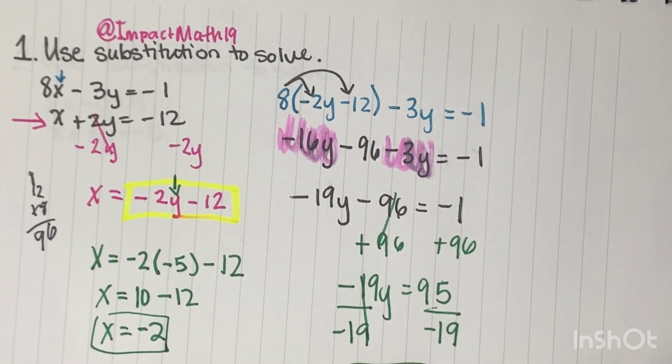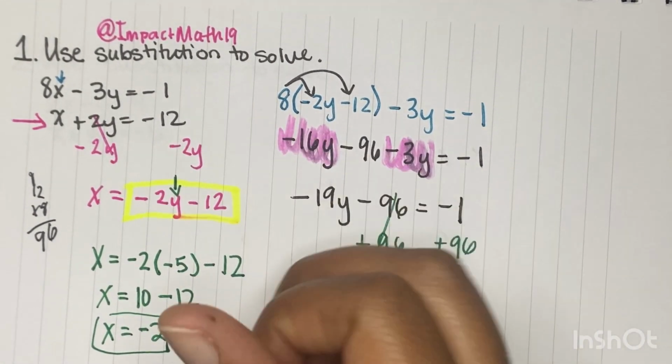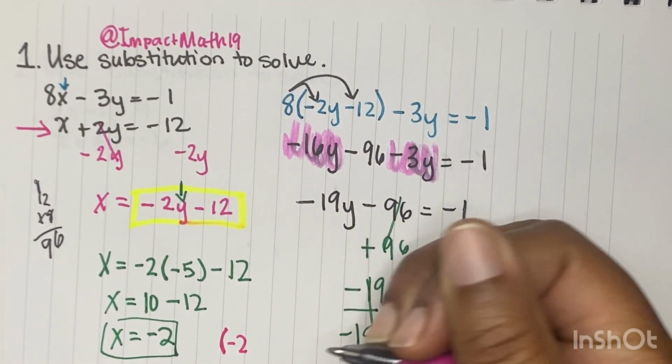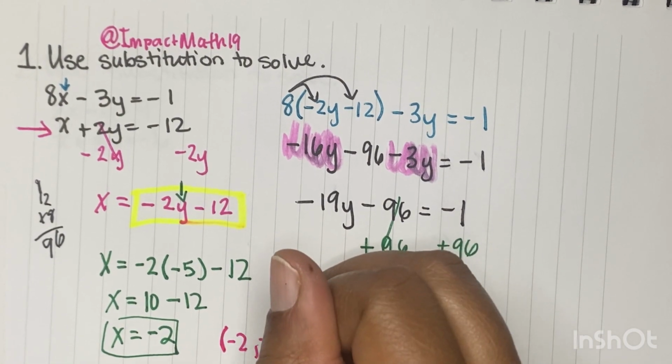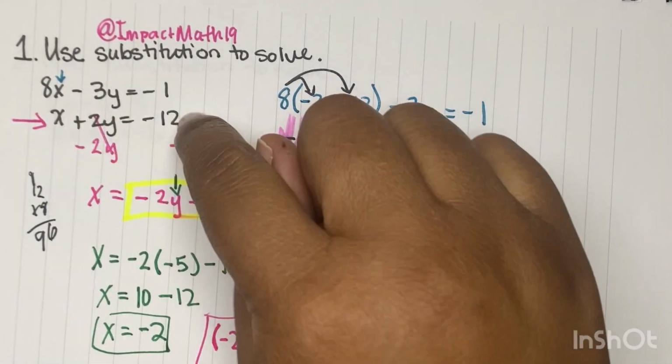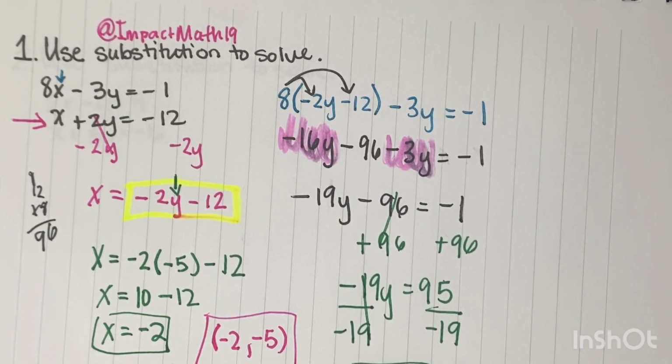So how you write your solution for systems is you're going to put them as an ordered pair. So you're going to have negative 2, comma, negative 5. And that is our beautiful answer for these systems. That's where they intersect at.